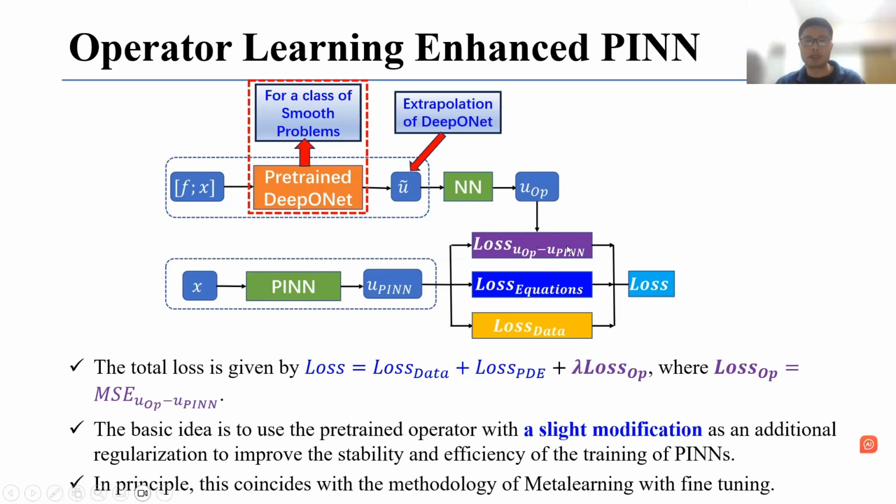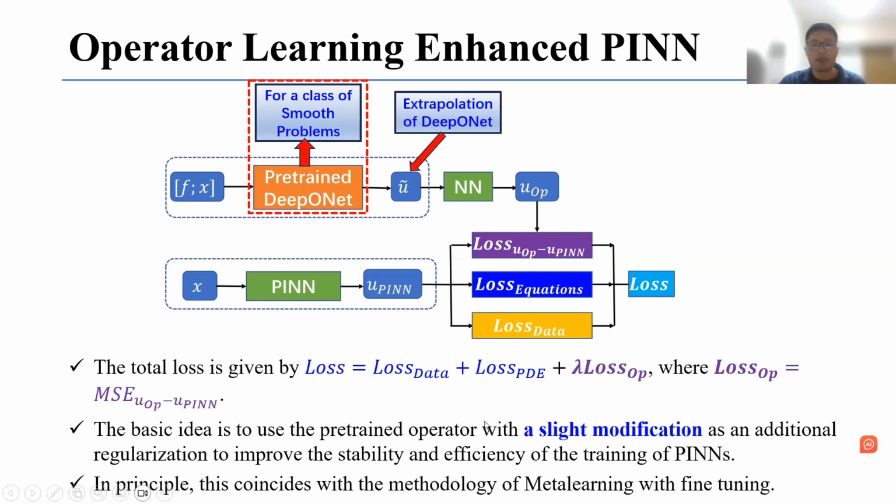we can serve this one as an additional loss in the training. So we can see the loss function. For the loss function, the first two terms are the loss function of the PINN, the loss data and the loss PDE. And now we have an additional loss. What kind of additional loss? This additional loss is we want these two outputs to be equal. So this is the additional loss.